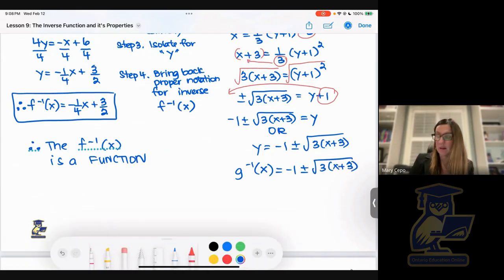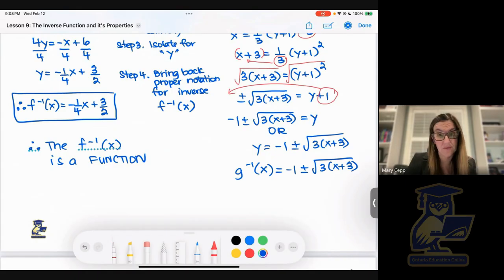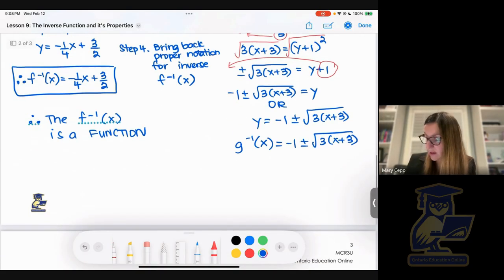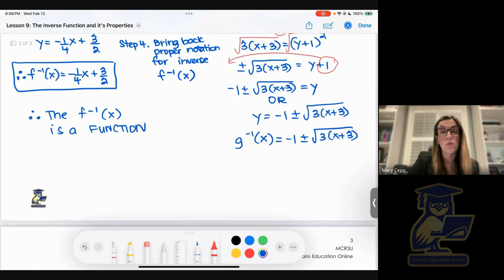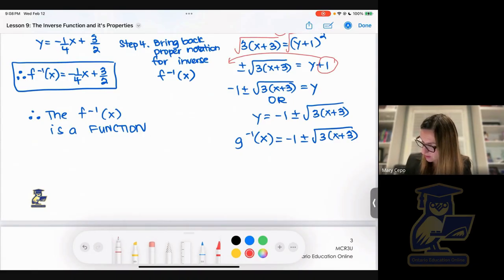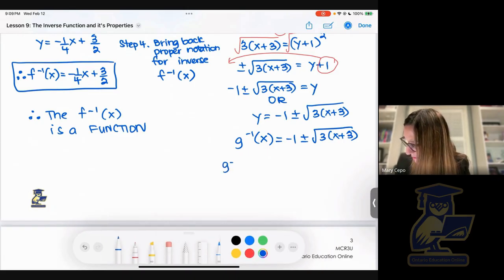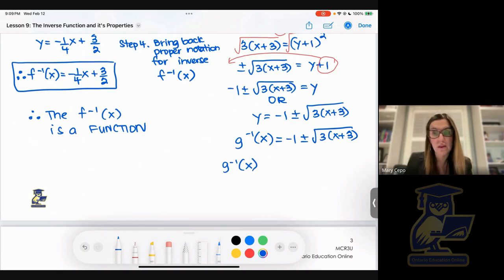Now, is the inverse a function? We can quickly test it because we know if we substitute one value for x, if there is only one y, then we know that the inverse is a function. So let's see. I'm going to just use 0 because 0 is a really good number to use. So we're going to say if we take the inverse of g at 0, and I left it as x. Let's change that.